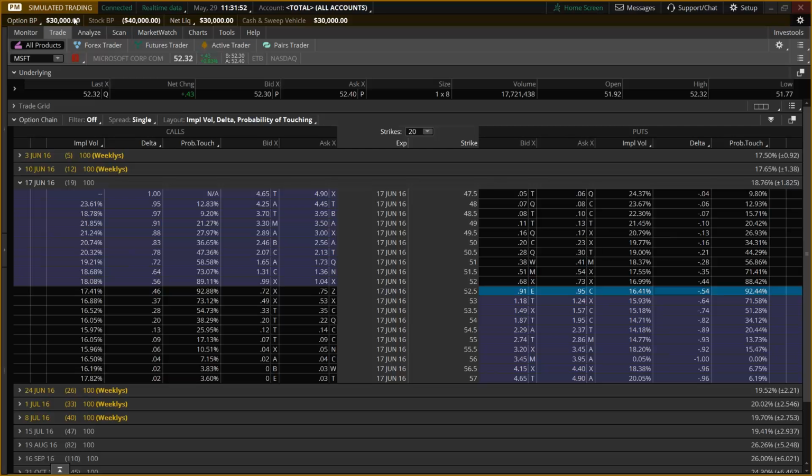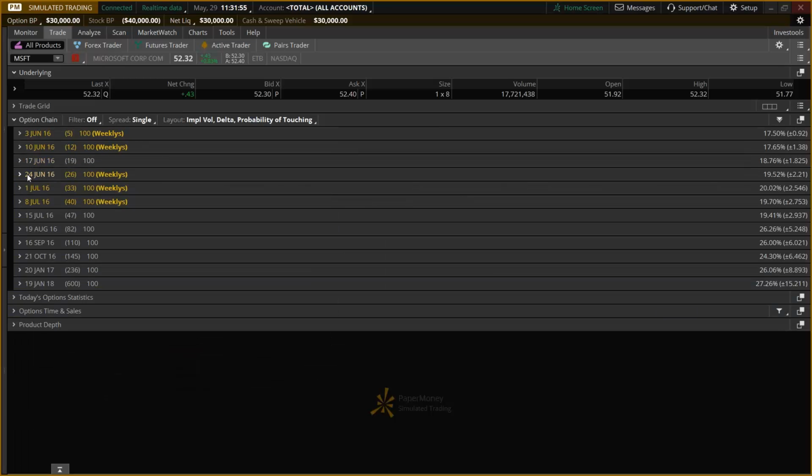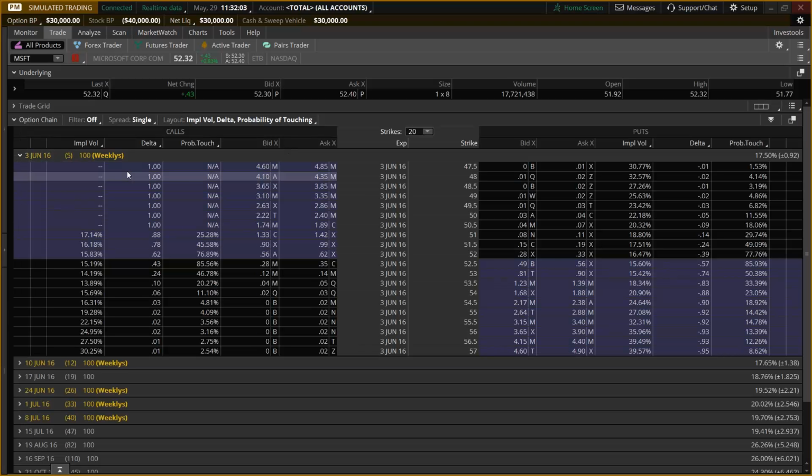It's the paper trading account, but it still has the probability of touching. So if you're looking at weekly options, 3 June, that's 5 days to expiration. And if you look at the 54 level here, in the next 5 days there is an 11.1% chance of Microsoft touching that 54 level. So approximately 10 out of 100 times, or 1 out of 10 times, price is expected to touch that level.